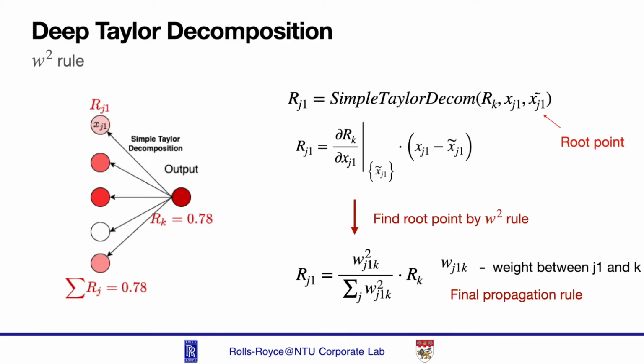And now if we go back to the relevance redistribution process, remember I said we could go back to this. I'll come back to visit this simple Taylor decomposition function later. So if we choose a root point using the W square rule, we can rewrite this function in a new way. In this new equation, we only need the weight and the relevance of Rk to redistribute the relevance to Rj1. And this equation will be our final propagation equation between each neuron in the mid layer.